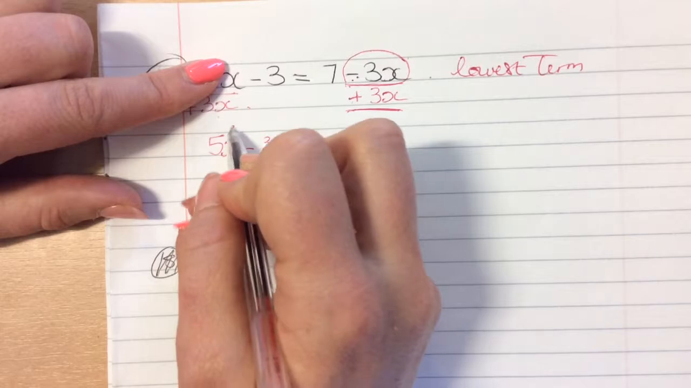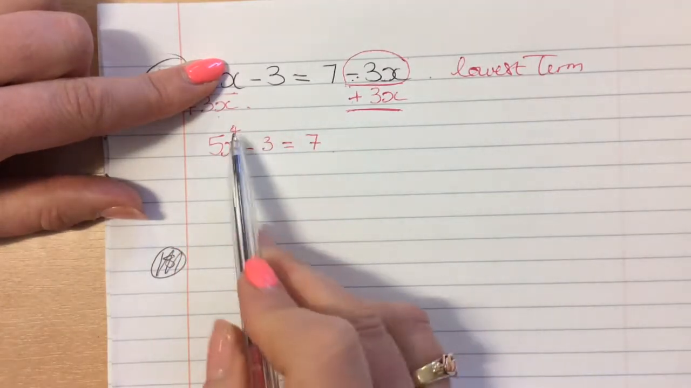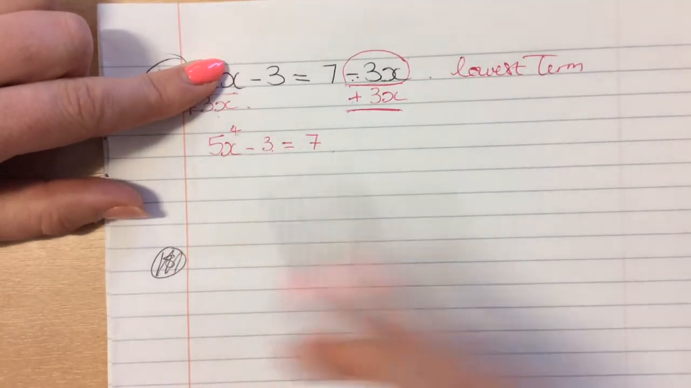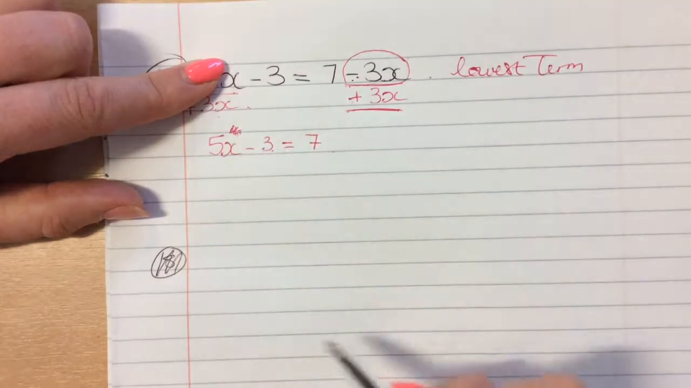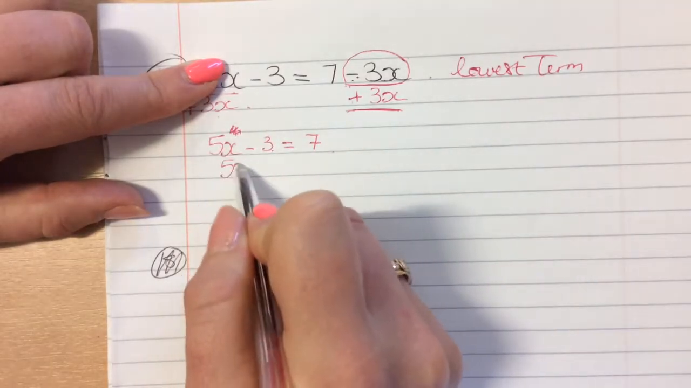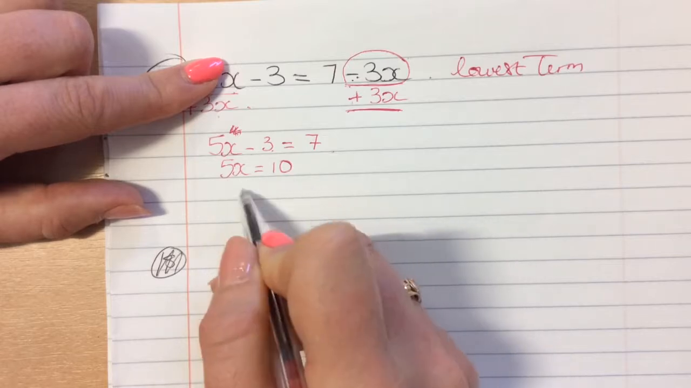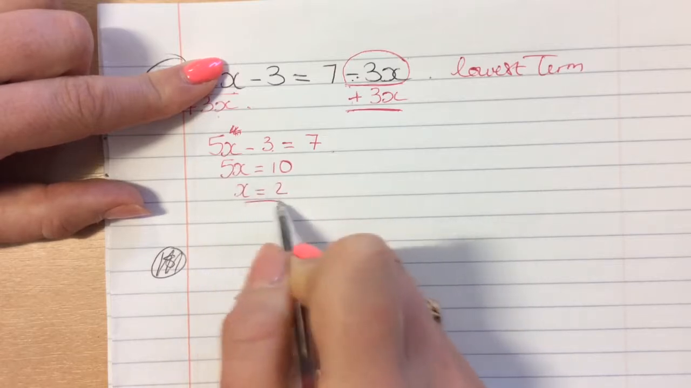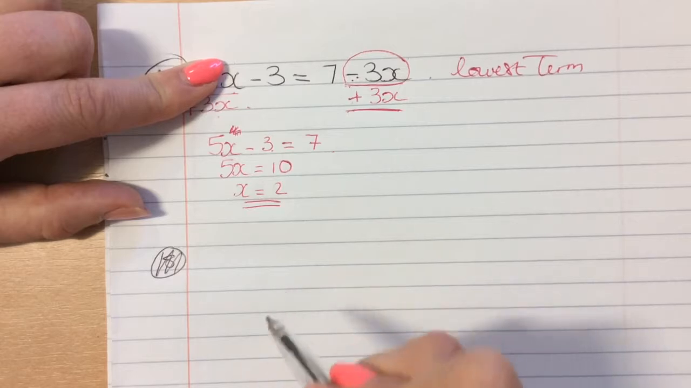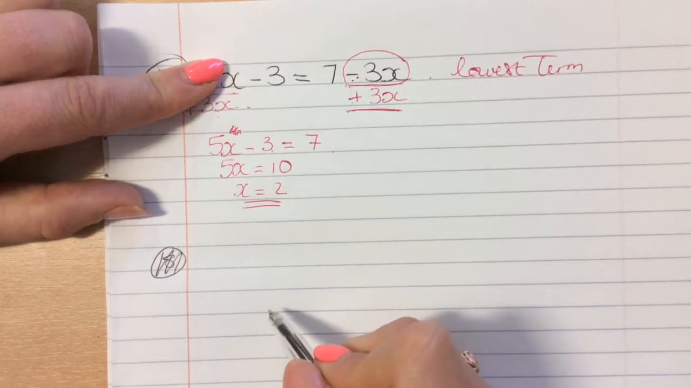Something take away 3 is 7. Oh, I think that's 4, is it? Put it in to check. 4 take away 3, that's not 7. It can't be that. What is it then? It's 10. 5x equals 10. 5 times something is 10. x has to be equal to 2 because 5 times 2 equals 10.